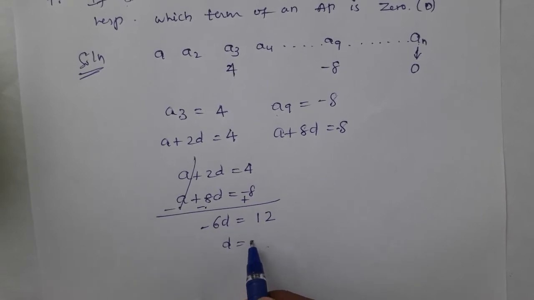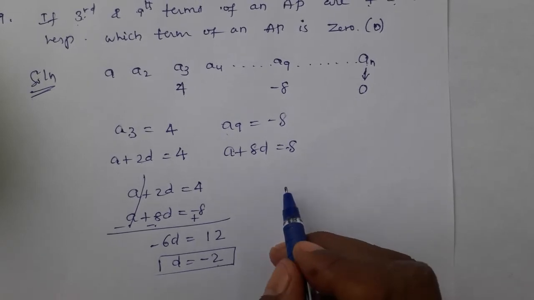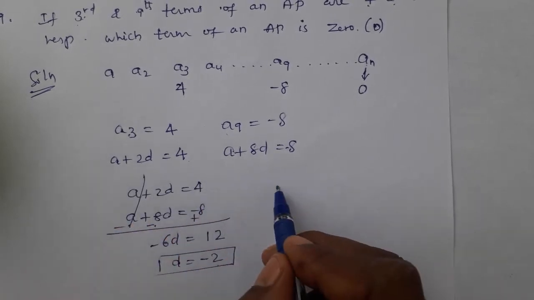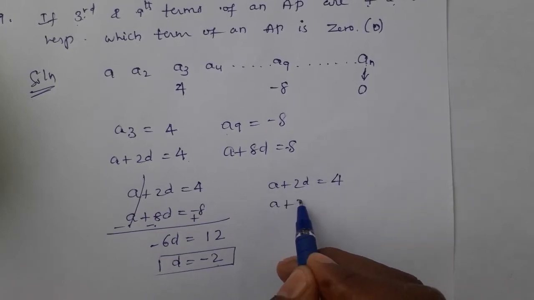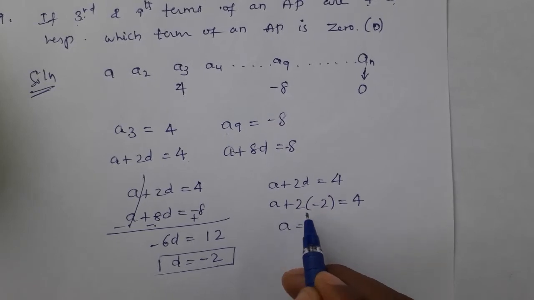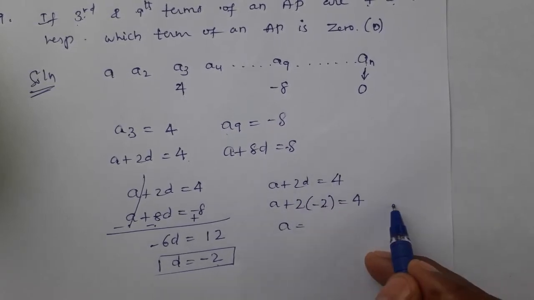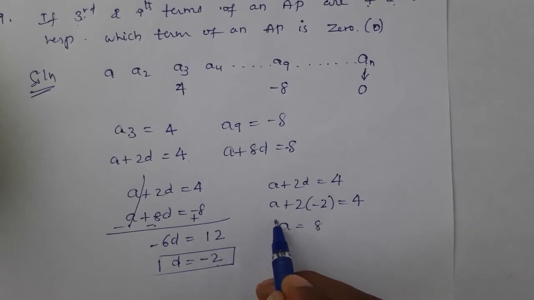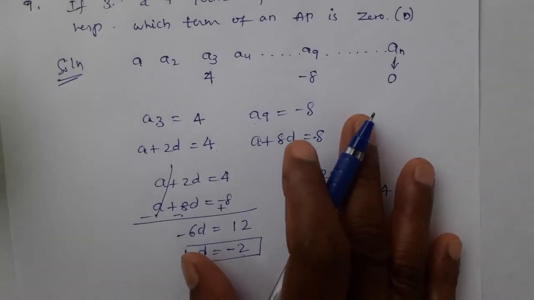We will get the answer, D is minus 2. Once we get D, the next choice is A. We take A plus 2D equal to 4. A is unknown, 2 into D value, minus 2, equal to 4. A, this minus 4 shifted becomes plus 4. Finally we get A value 8. 4 plus 4, 8. Once we get D and A, we can get anything.